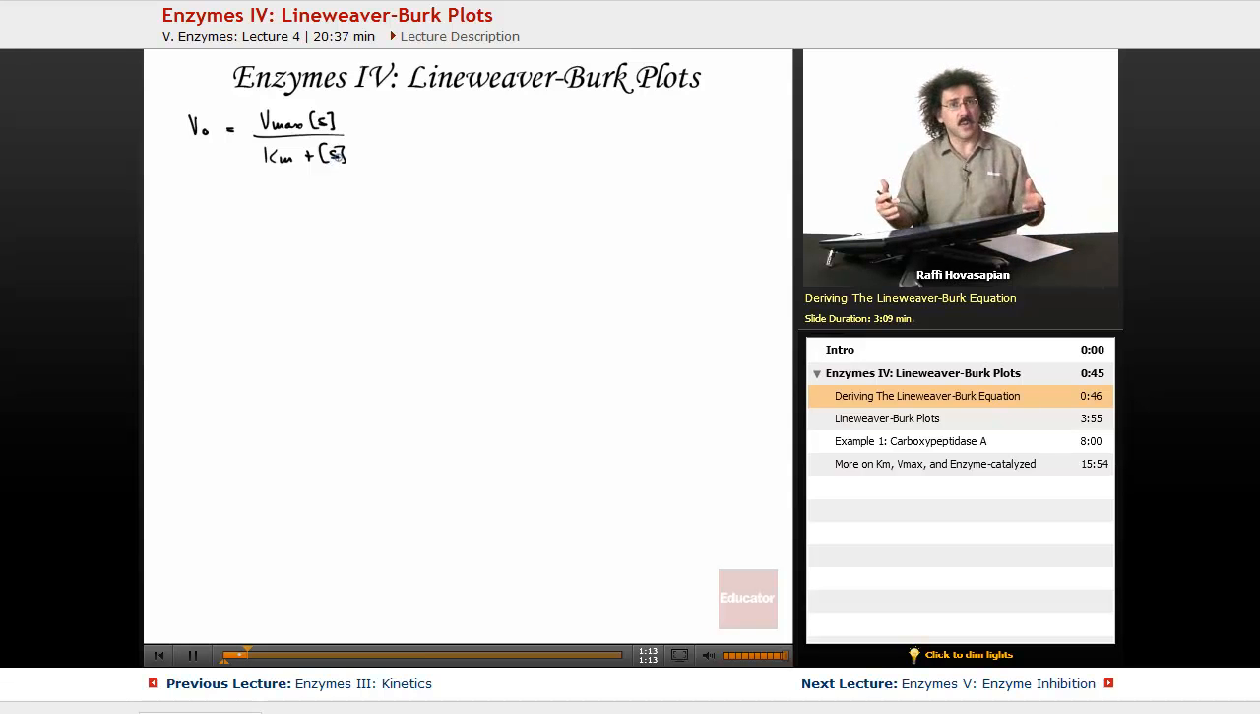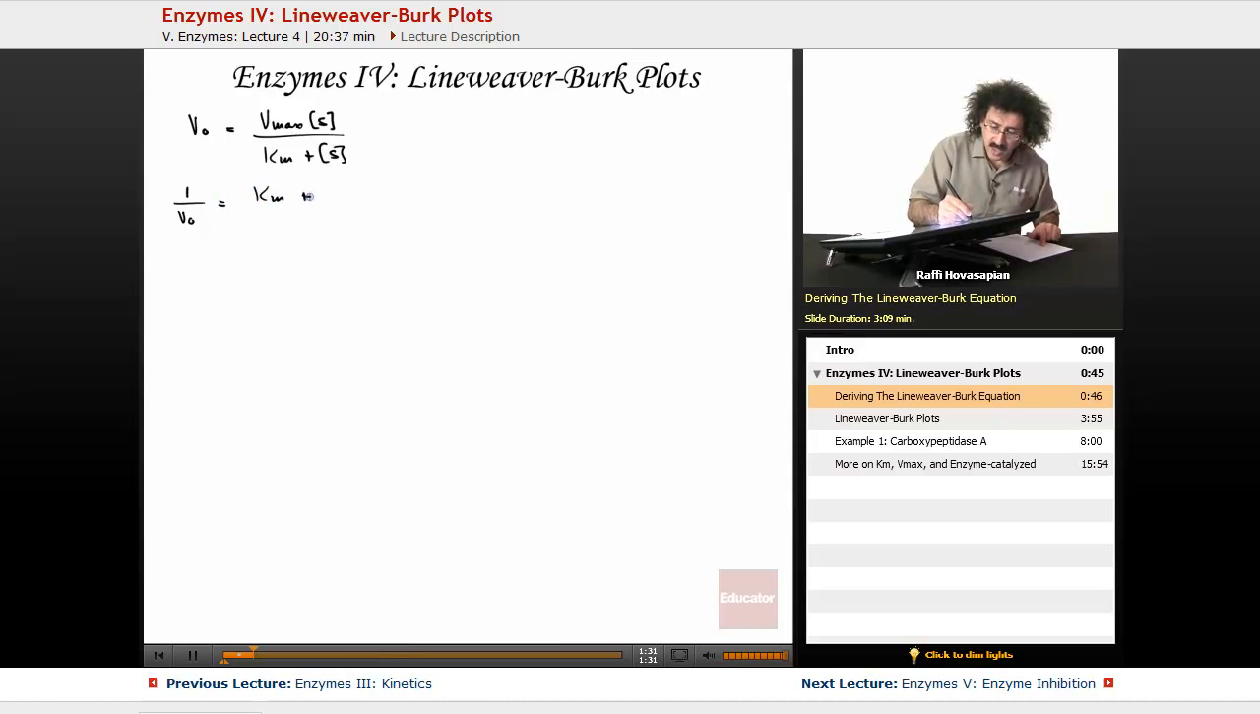Well, let's do something to this equation. Let's actually reciprocate the left side and the right side. Let's just flip it and then manipulate it algebraically to see what we might get. When you do that, you end up with the following. You end up with 1 over V0 equals Km plus S over Vmax times S. Now we have everything under one denominator. There's only a single term in the denominator. So let's separate those out and see what happens.